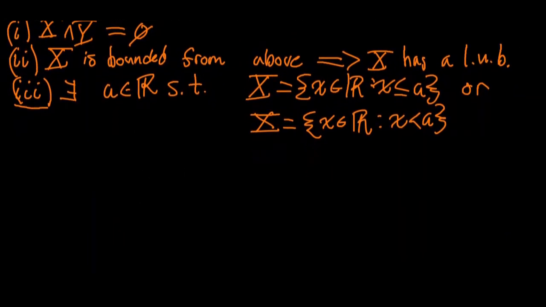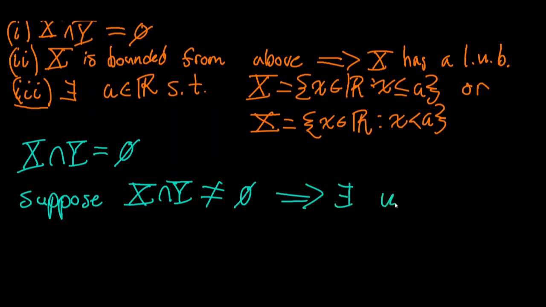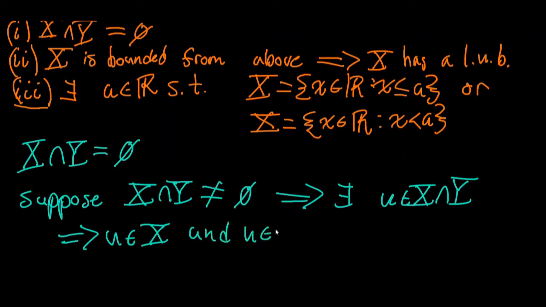To prove 1, I'm going to switch colors just for variety. We want to show that X intersect Y is equal to the empty set. We're going to prove this by contradiction. Suppose X intersect Y is not equal to the empty set. That means the intersection is non-empty, so there must be an element in this intersection. This implies that there must exist some u in X intersect Y, and by the definition of intersection, u is in X and u is in Y.